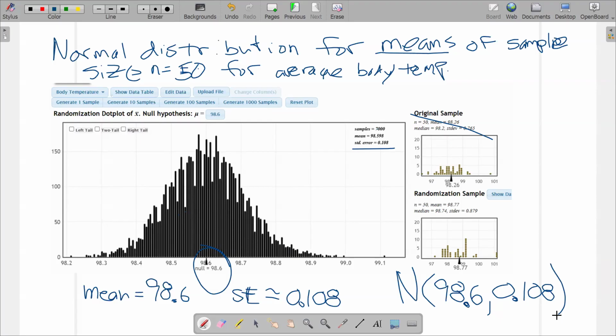So I'm going to do it in two different ways. I'm going to find the p-value using the randomization test here. Then I'm going to find the p-value on the normal distribution. And that's the new thing we have to get used to this week. So we're doing the same thing we did before. We're just adding a new way to gather evidence that something is significant or not.